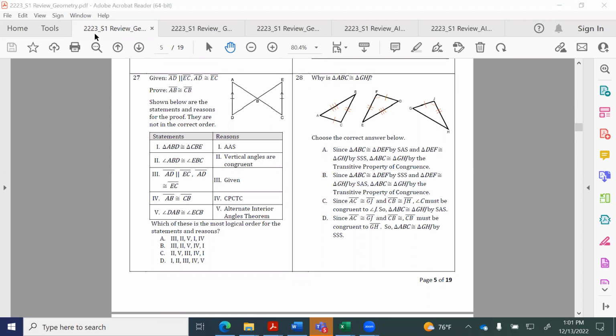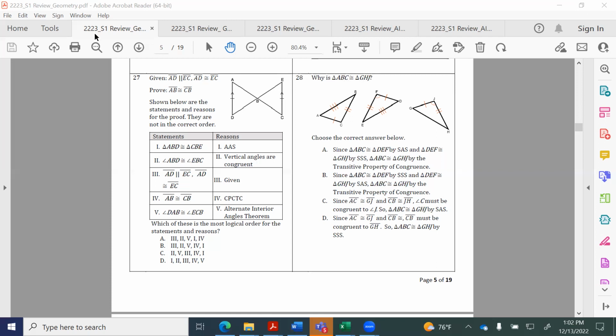All right, so you said A. Why do you say A? Well, because first of all, given is supposed to be first, and then it went straight to the AAS, when that's supposed to be last. And then instead of vertical angles, congruency is second, it would do the alternate. I don't know if that makes sense, but it's supposed to flip.